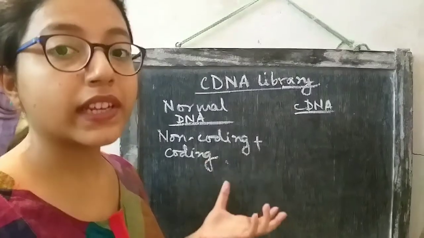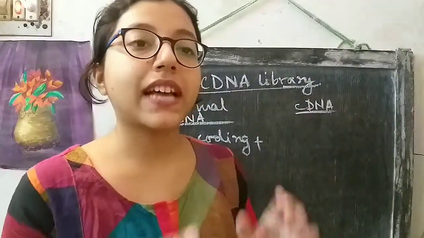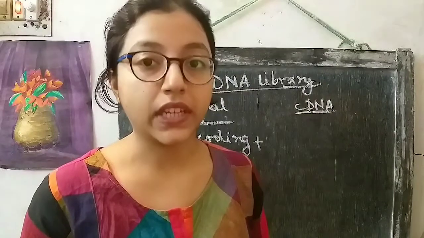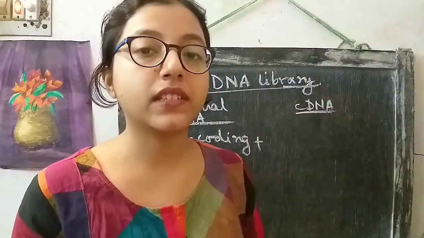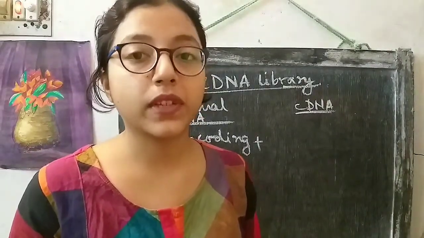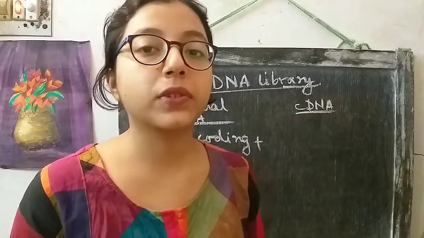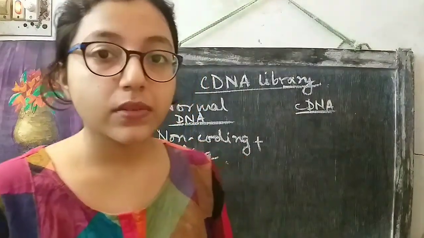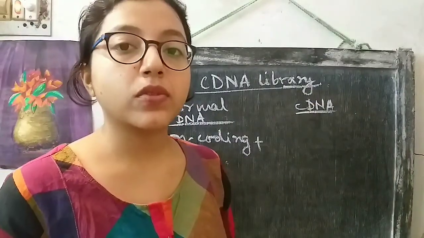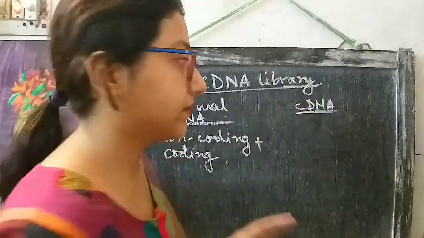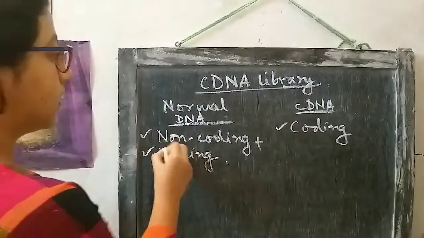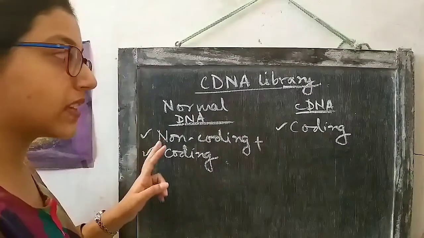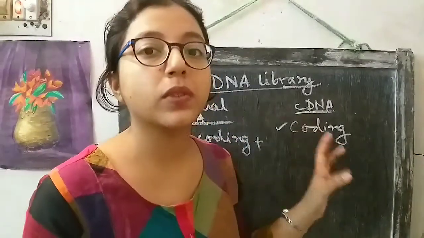So what is a coding DNA sequence? Coding sequence means that region of the DNA that encodes a protein. That sequence of DNA that codes for a protein is called a coding sequence. And the region of the DNA that does not encode a protein, that does not translate into a protein, is called a non-coding sequence. So this is the difference. cDNA is composed of only the coding sequence of DNA. Normal DNA contains both coding as well as non-coding, and cDNA contains only the coding sequence.